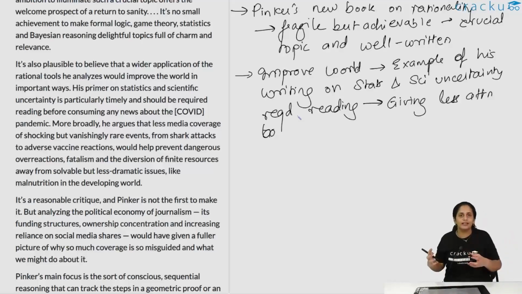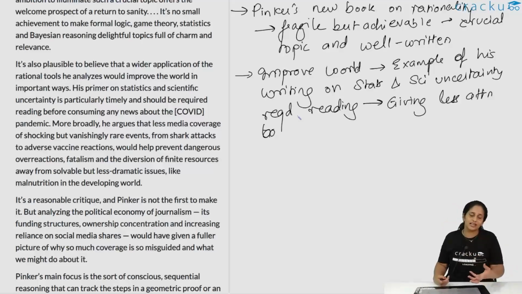But because this is dramatic, controversial, it grabs eyeballs, right? So news spends a lot of attention on that, and because news spends a lot of attention on that, people think more about that, and because people think more about that, politicians commit more resources for that. And he argues against this system, saying that we should not be over sensationalizing dramatic low probability events. So giving less attention to low probability dramatic events as such.